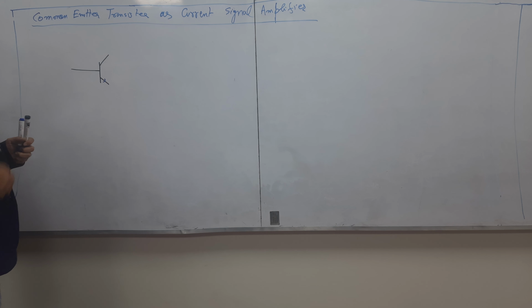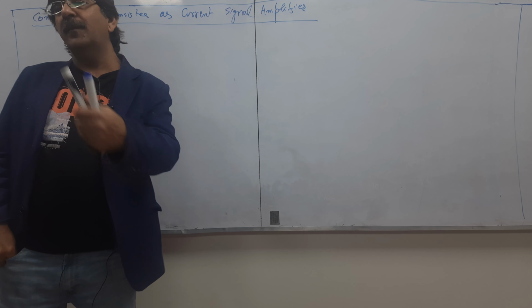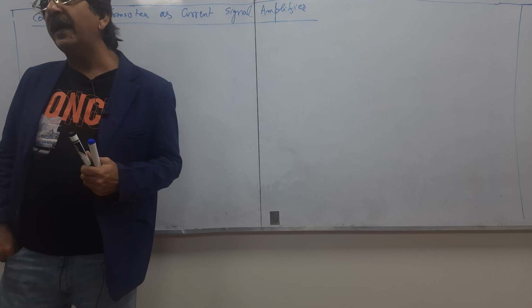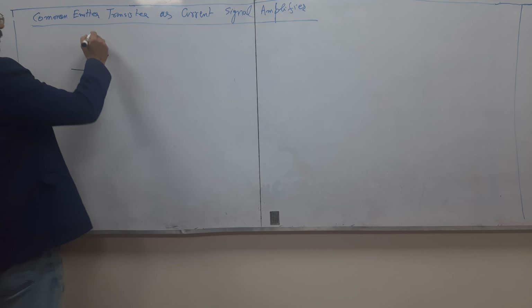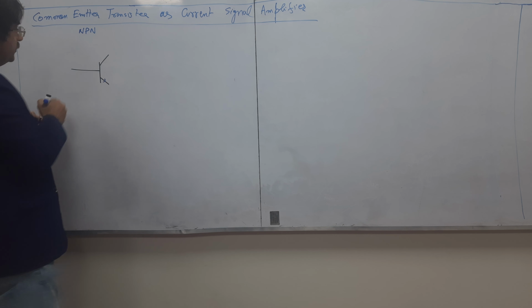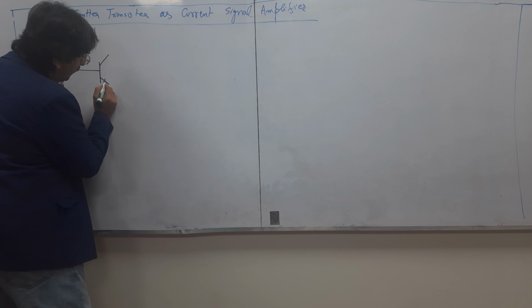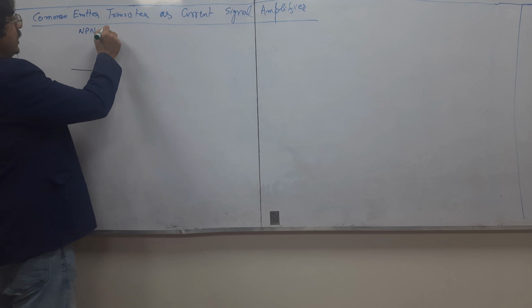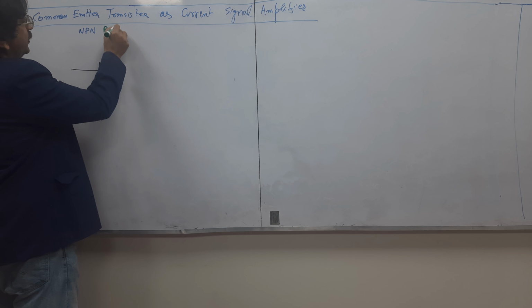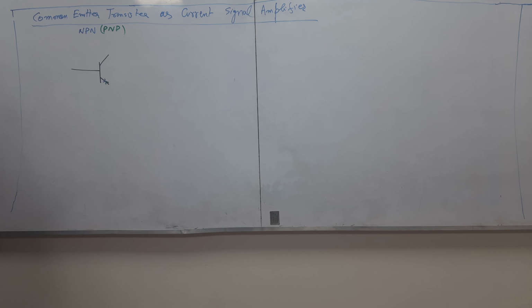If the current is coming out from the emitter, then this will be an NPN. Blue will be NPN. If the arrow is inside, then this will be a PNP. So that will be the difference. Okay, got it?